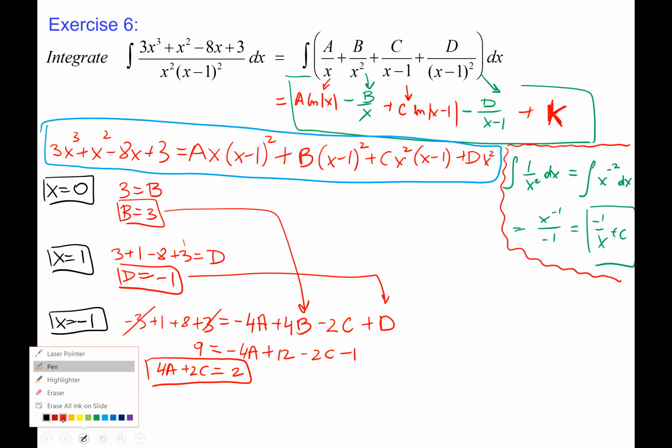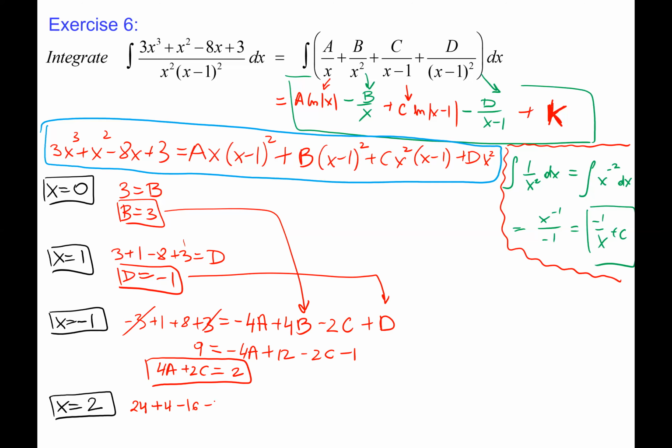And let's again watch me what I'm doing. 2 cubed is 8. 8 times 3 is 24, minus plus 4 minus 16 plus 3. And then 2 will give me 1, 2a, 1 plus b. Oh, it's not bad. 2, 4, 4c, and 4d. Am I right? 4 and 4. Okay, 24.